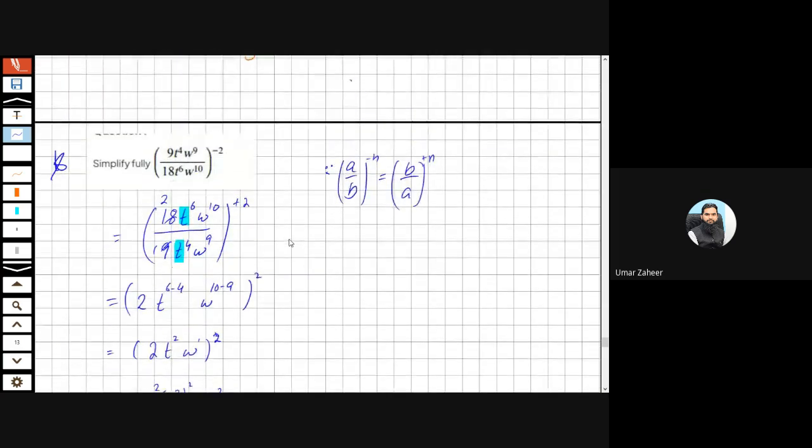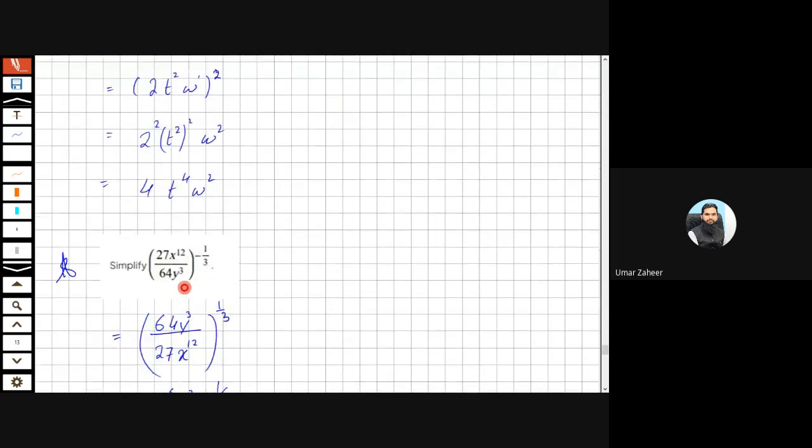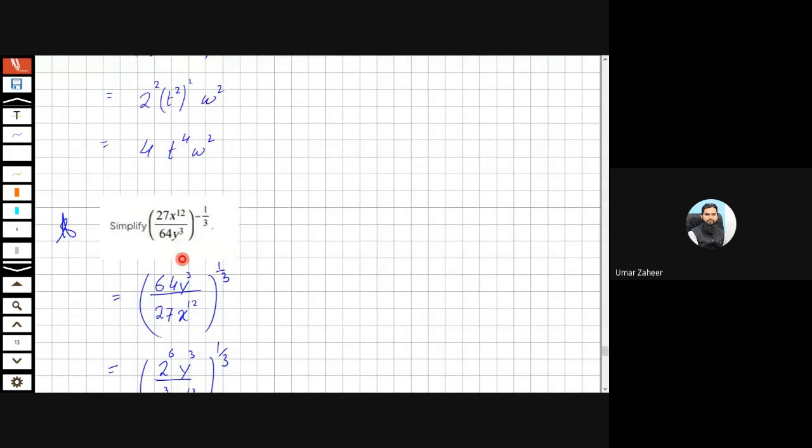It is exactly the same as this. We are doing the same rules that we have done in the last class. We're not doing anything new here.